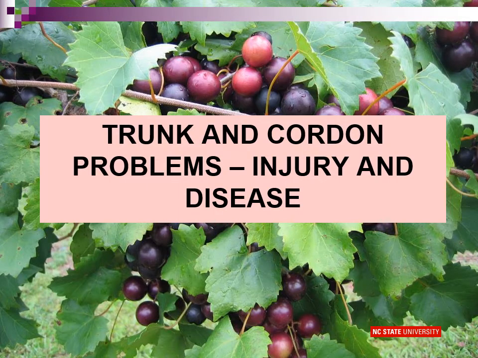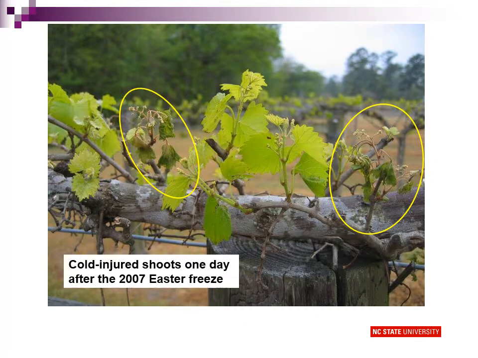Next, I'd like to talk about trunk and cordon problems, both injury and diseases. This is a picture of our muscadine vines at the research station in Castle Hayne, one day after the 2007 Easter freeze. You see shoots that were not damaged, but also the ones in the yellow circles that were injured. This is an indication of cold damage that is going to be a potential entry point for disease.